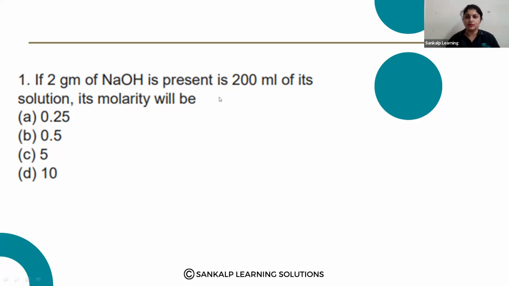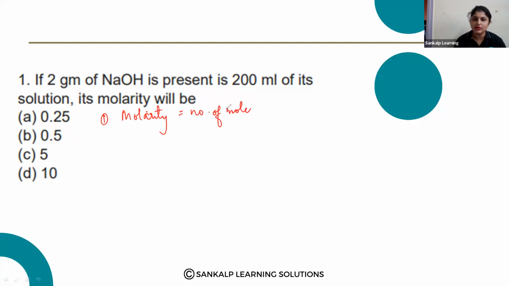The way you have to solve this: first, molarity is the number of moles of solute divided by the volume of solution in liters. So first step, molarity is given as the number of moles of solute divided by the volume of solution in liters. This is the formula.